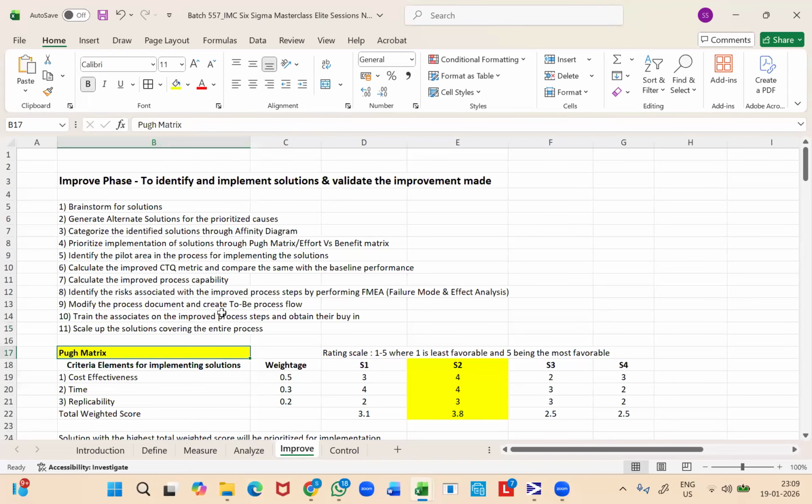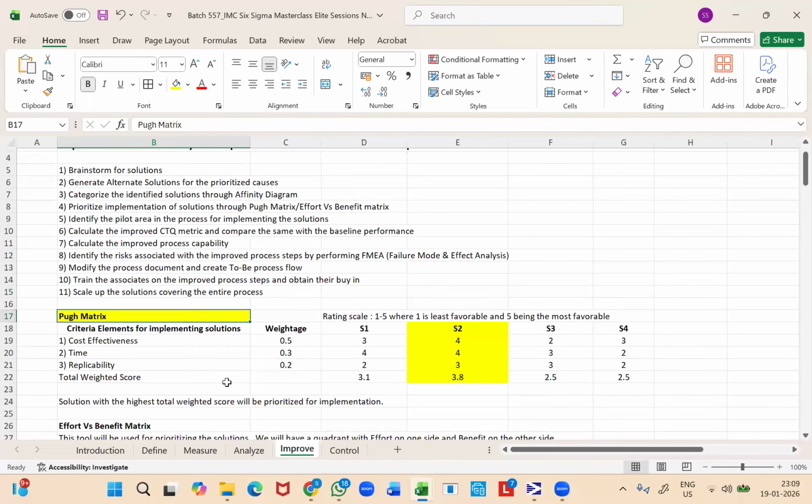So Pew matrix, as we just now discussed, is the tool that we will use for prioritizing the solution. So you'd have generated alternate solutions for each and every priority cause. So which solution I need to implement first is what I need to decide using this Pew matrix and effort versus benefit matrix. So first we look at the Pew matrix. First and foremost, we need to identify the criteria elements for implementing solutions. So what are all the criteria elements that you would consider for implementing the solutions, right?